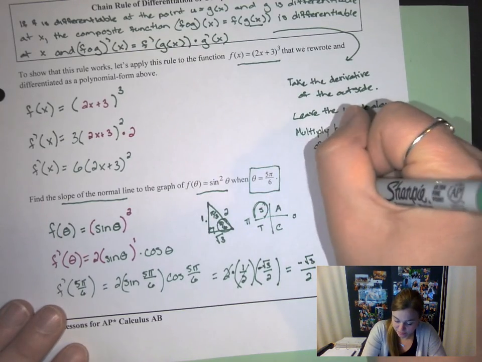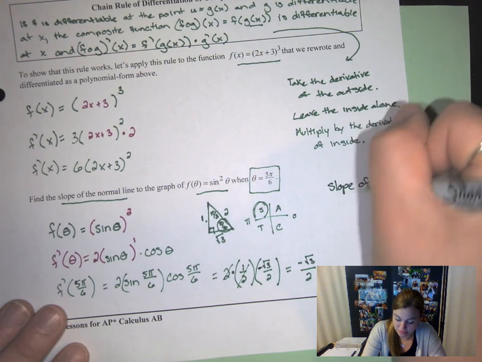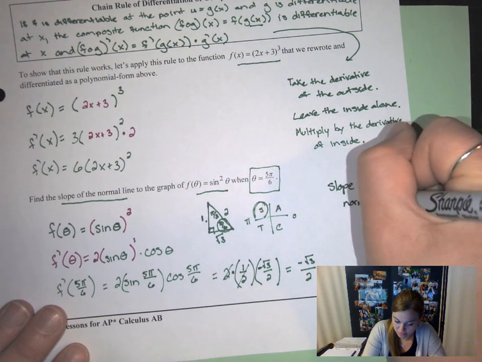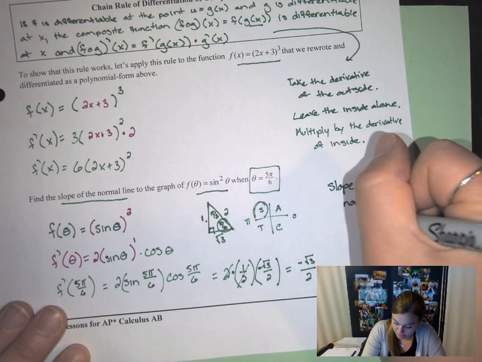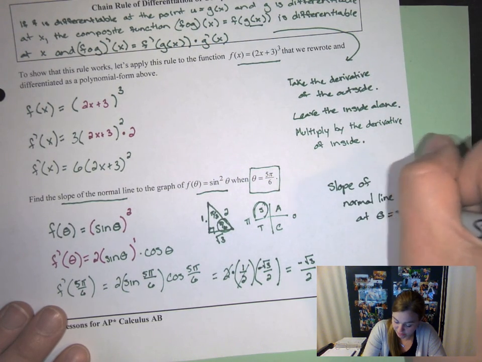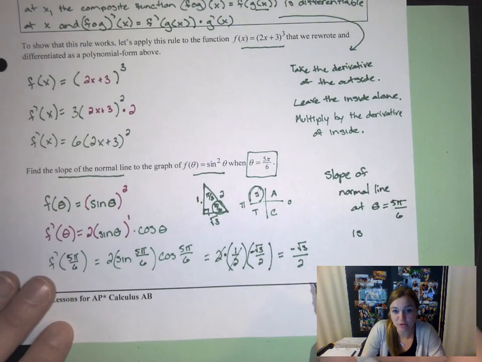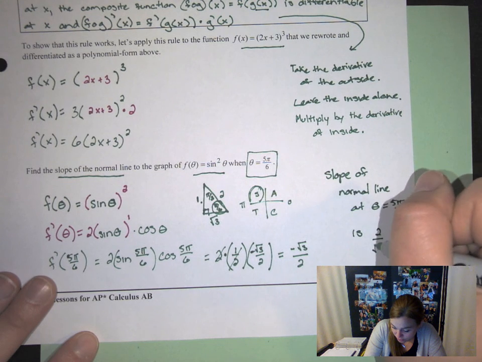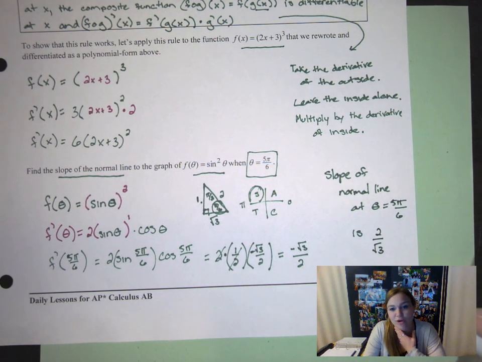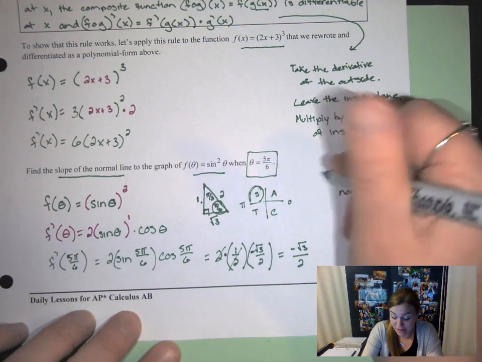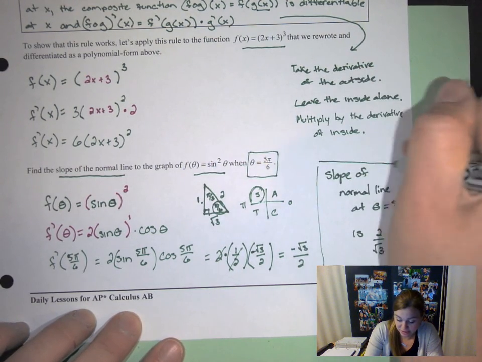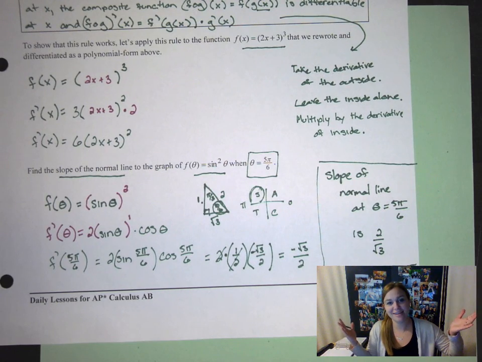which means slope of my normal line at theta equals 5 pi over 6 is, this is the opposite reciprocal, so I'm just going to say 2 over root 3. And if you're like, no, I definitely want to rationalize the denominator, you can multiply by square root of 3 over square root of 3, and you get 2 root 3 over 3, but there's no reason to do that now. You can just say, this is my answer. Ta-da! Let's do more chain rule.